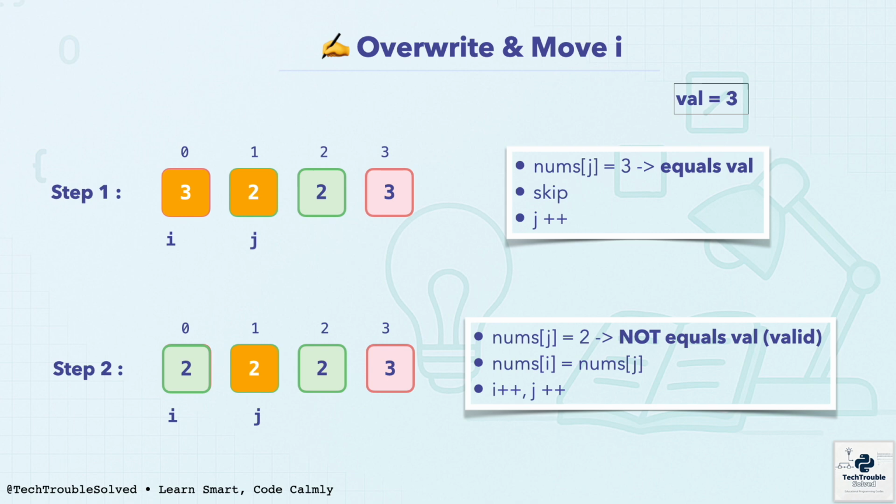After copying, we move pointer i one step forward. Pointer j will continue scanning. At this moment, you might see duplicate values in the array. That is completely expected. Only the first i elements matter. We repeat the same exact steps for every element in the array. There is no new logic after this.